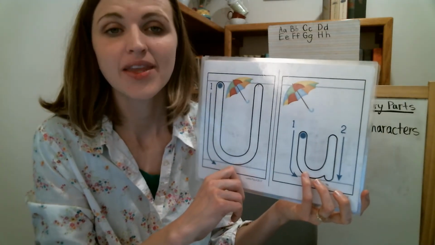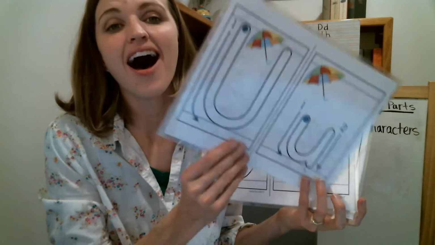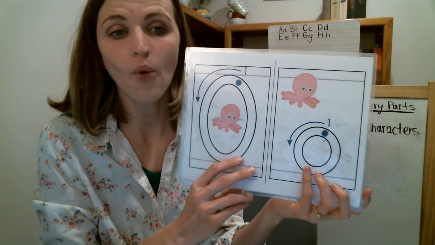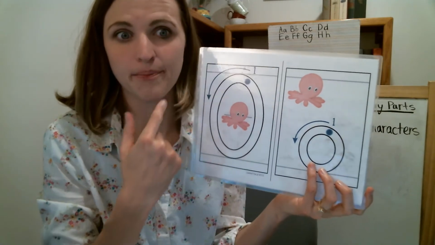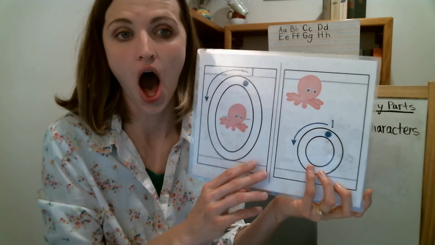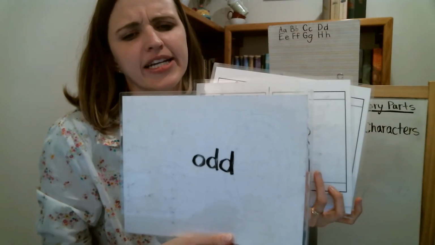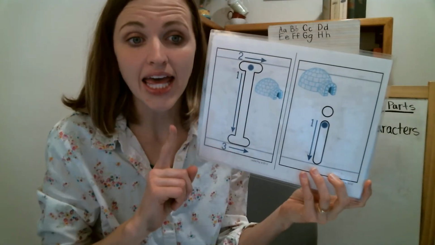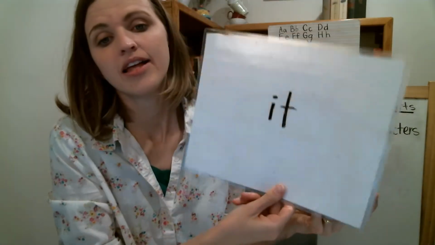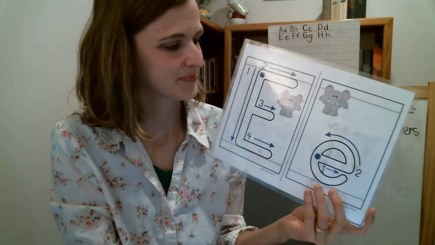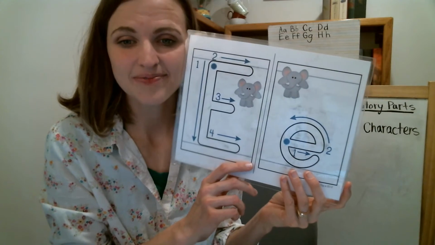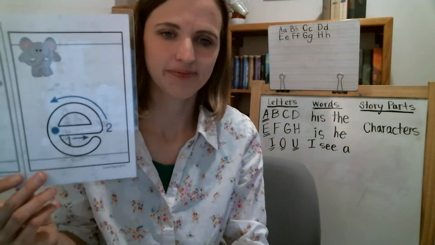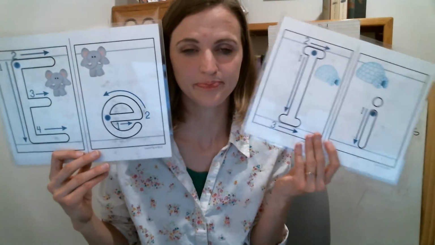U, up. O, aw, make that big O. Aw. Odd. I, it. E, ed. Try these two forming again.